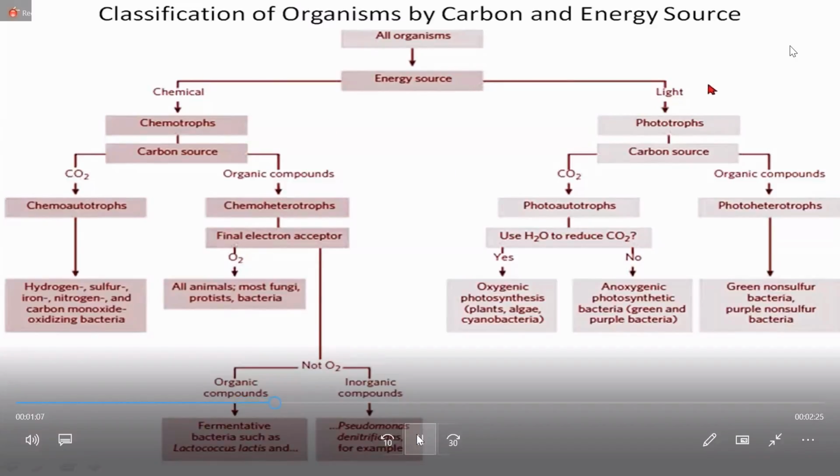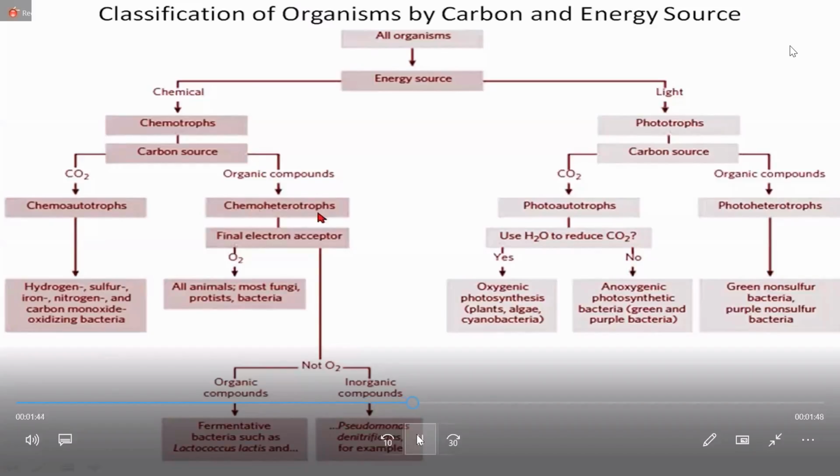Both the autotrophs use raw materials like CO2 and chemicals, or CO2 and light, to produce organic compounds, and these organic compounds produced by the autotrophs are used by the heterotrophs, both chemoheterotrophs and photoheterotrophs. So autotrophs are producers in the environment, and heterotrophs are consumers which are dependent on the autotrophs for their carbon source. Now the chemoautotrophs include examples like hydrogen, sulfur, iron, nitrogen, and carbon monoxide oxidizing bacteria.